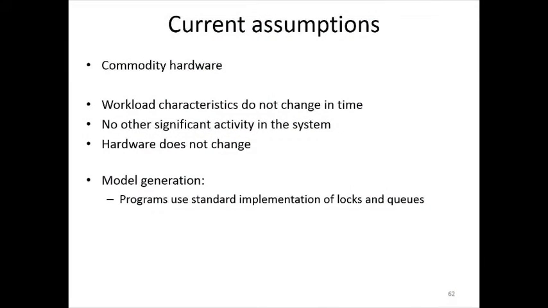So as I say, currently we have a number of assumptions in the program. With regard to model generation, we assume that the program has a standard implementation of locks and queues, some sort of library. We also assume that the workload characteristics, like the probabilities of hitting a particular web page, don't really change in time. And that there is nothing significant running in parallel, like two programs deployed on the same machine. It's more a limitation of the current implementation, but not a principal limitation.